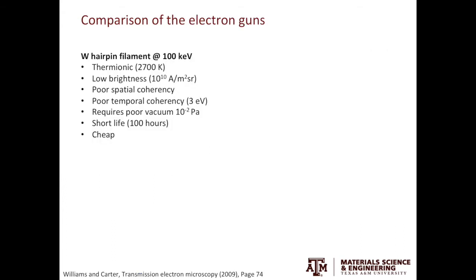Let's look at the characteristics of electron source. For the tungsten filament, the temperature is very high, usually around 2700 K. Brightness is low. The spatial coherency and the temporal coherency are poor. We will discuss the spatial coherency and the temporal coherency in the next slide. Tungsten filament doesn't require a good vacuum, which is actually a good thing. The service life is short, but the tungsten filaments are cheap.